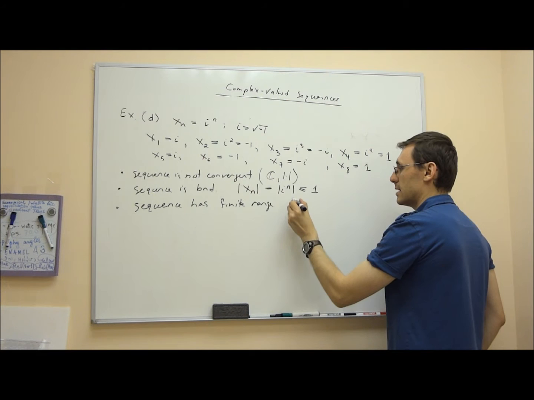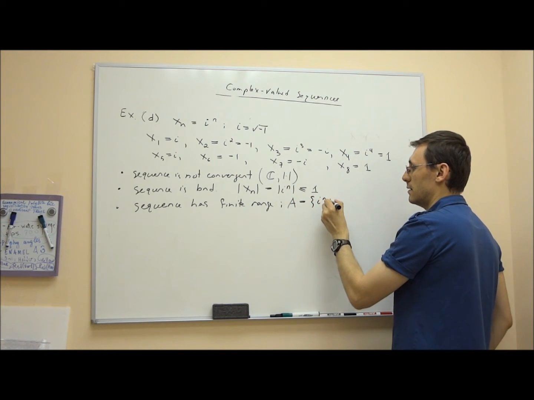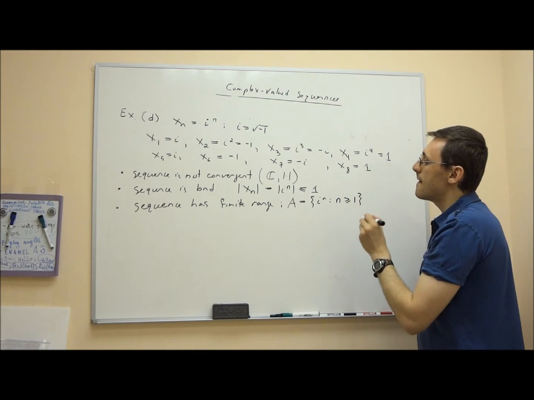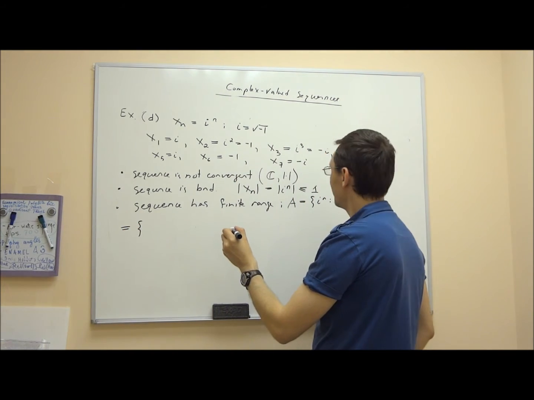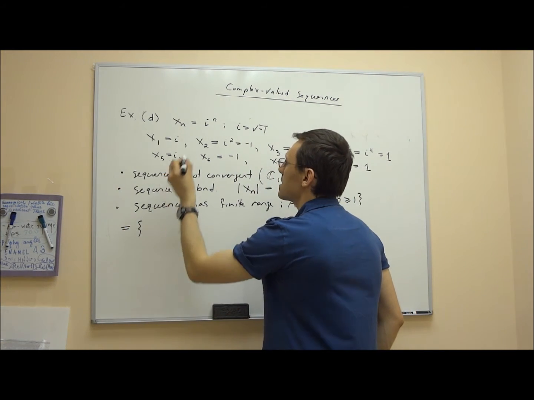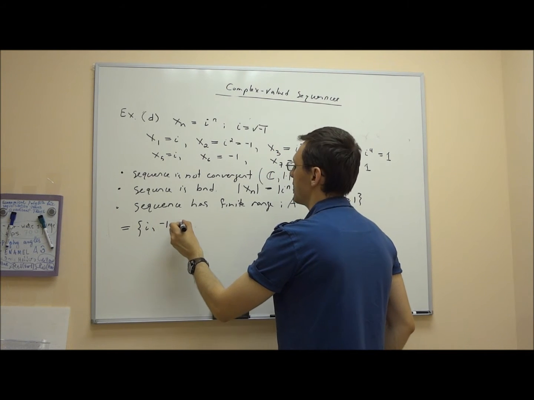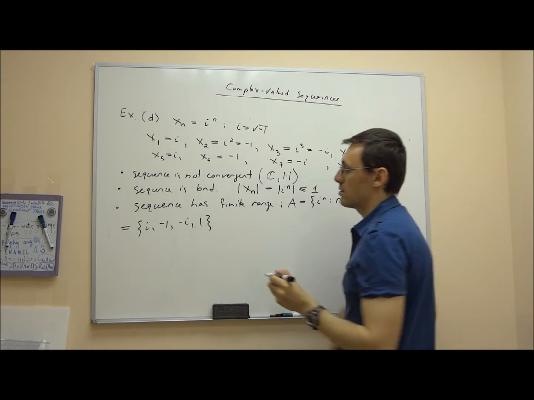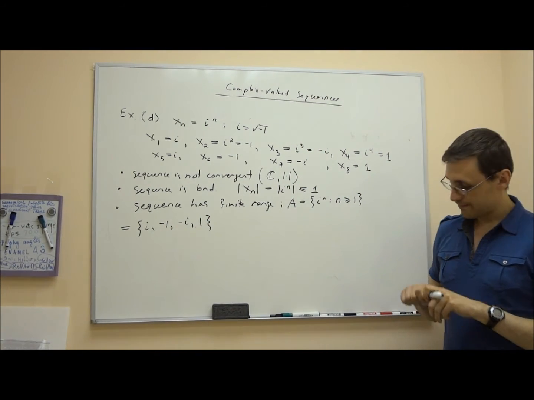Because the set A, which is i to the n, where n is bigger than or equal to 1, is just the set i, -1, -i and 1. So you can see that there are only 4 distinct outputs.